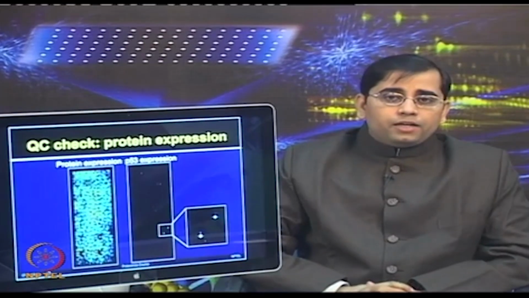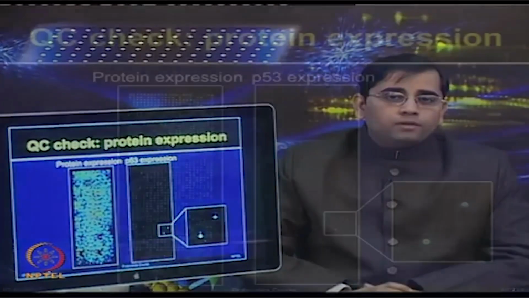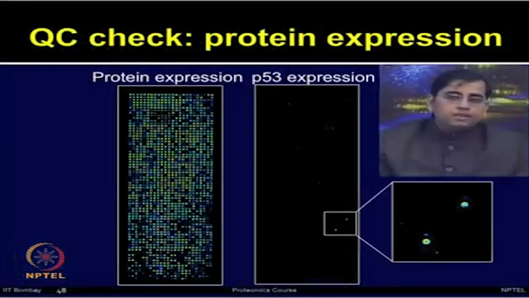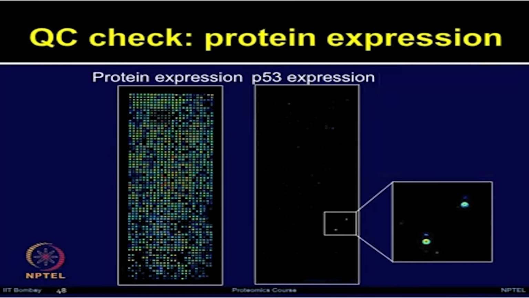So, it shows that in a high density array, similar types of quality control checks can be performed for the protein expression shown on the left side, P53 expression or the protein specific antibodies in the middle panel, and the inset showing how duplicate spots can be looked at. So, those duplicate spots are for the P53 proteins.